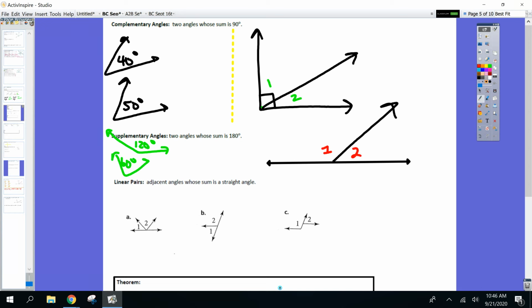One and 2 are supplementary. How do I know? I didn't even put any angle measures on again. How am I guaranteeing that those 2 angles add up to 180 to be supplementary?